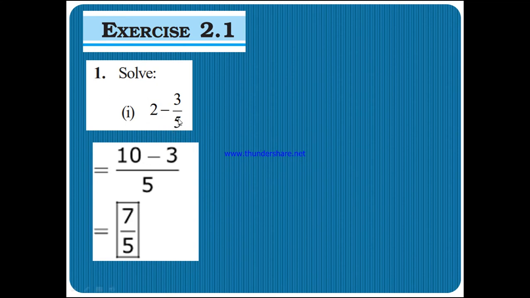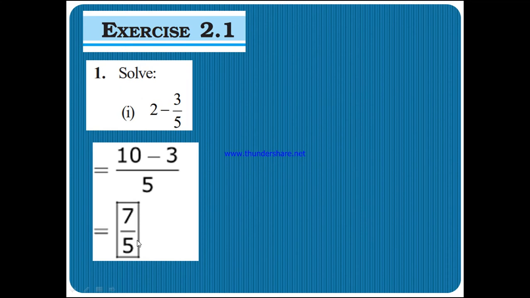Then 5 into 2, 5 twos are 10. Then minus 3. See how shortly we can do. Copy down the given denominator 5. Then multiply these two, 2 fives are 10. Here plus means plus, minus means minus. So here minus. Then the numerator 3. So 10 minus 3, 7 by 5.